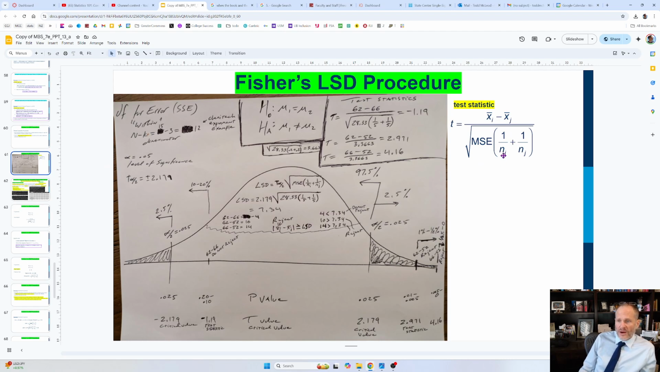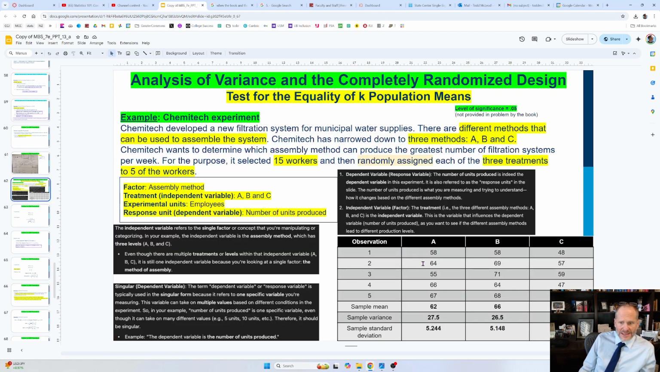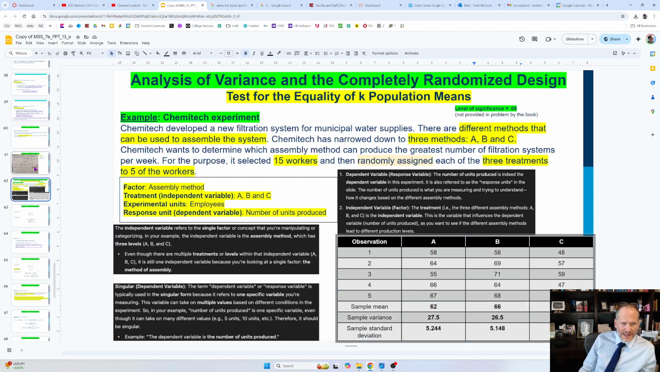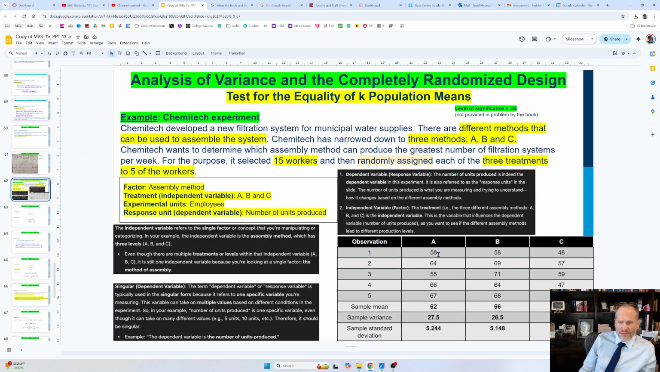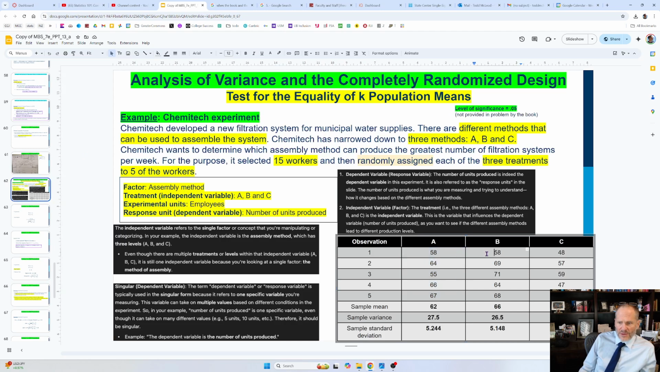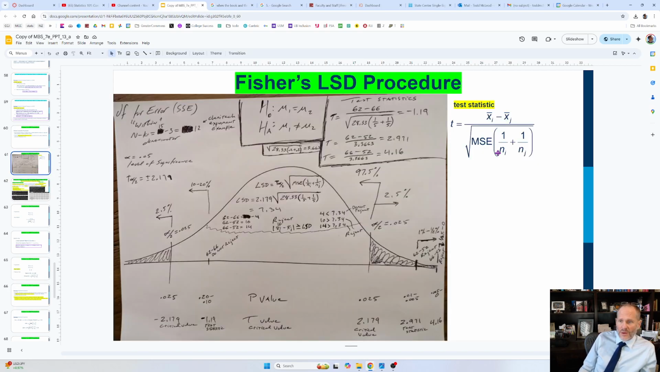And then you have 1 over Ni plus 1 over Nj. And remember, I and J, if we're doing 62 minus 66, that's our I, that's our J. Then 1 over N is how many were in that sample. There were 5 in that sample, that's the I sample. We're just saying one versus the other. That's the IJ notation. And here's the other one, the J, and that's 5 in this sample. So we get 1 over 5, 1 over 5.